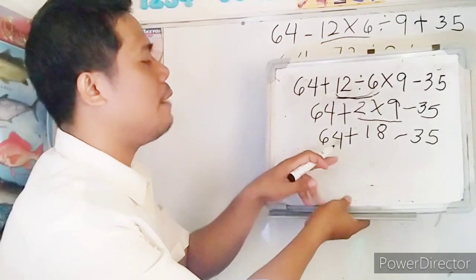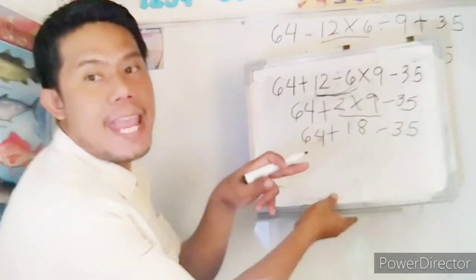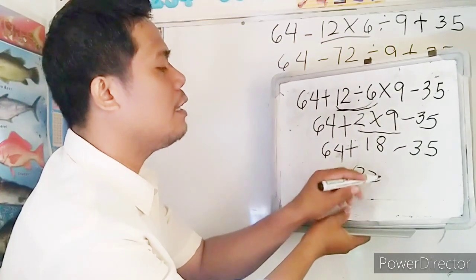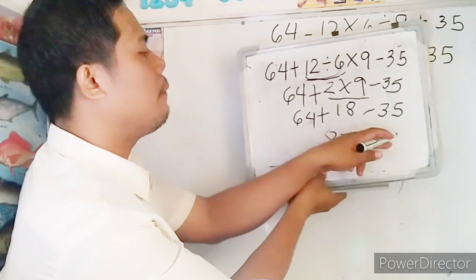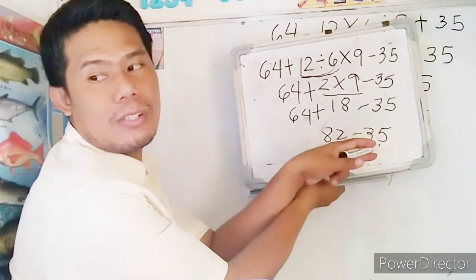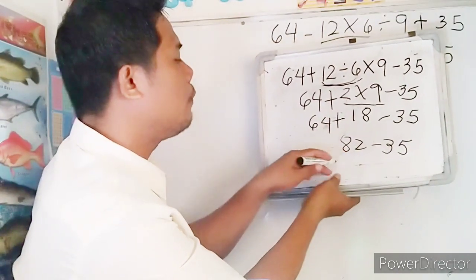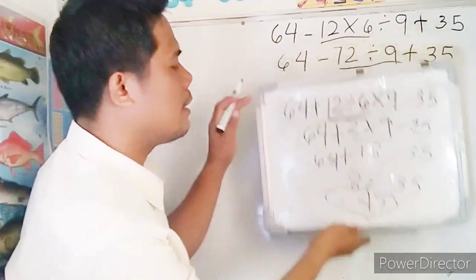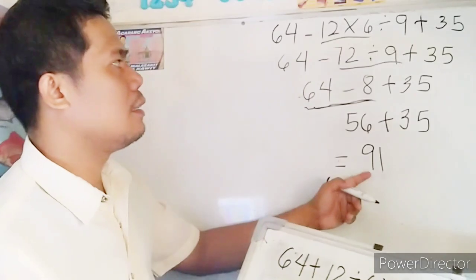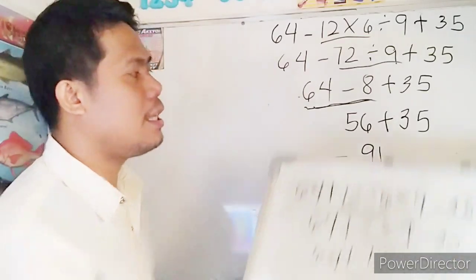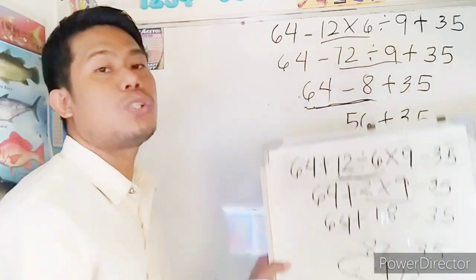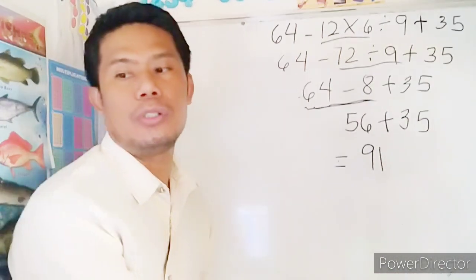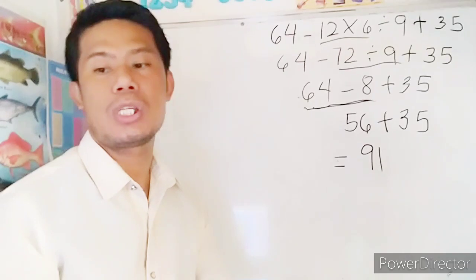Alright? So, now, we have 64 plus 18 equals 82. Then, minus 35. So, now, 82 minus 35 equals 47. So, did you get the difference? So, here, 91. But here, we have 97. So, you have to follow the PMDAS rule or the GMDAS rule.